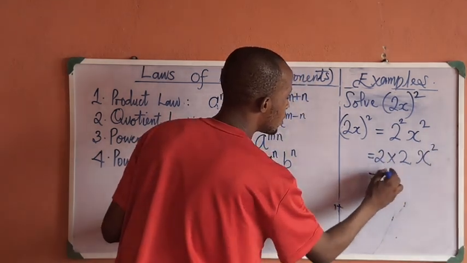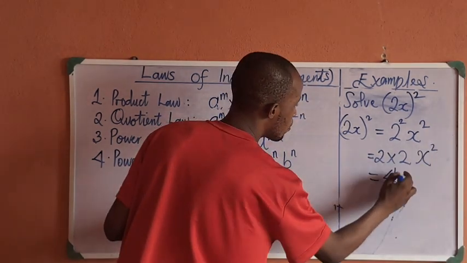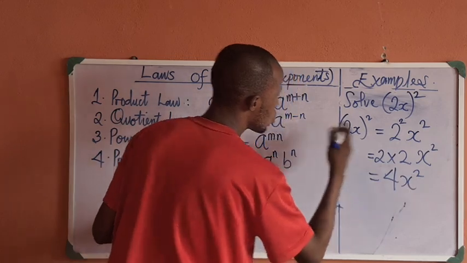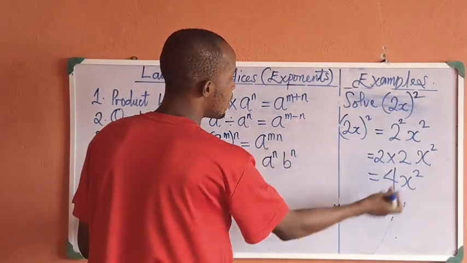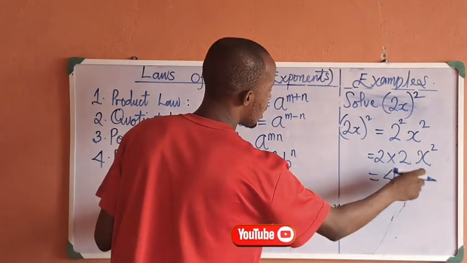So 2 multiplied by 2 gives us 4. And then we bring x raised to power 2. So you can see that 2x in bracket having the power of 2 simply means 4 x raised to power 2.